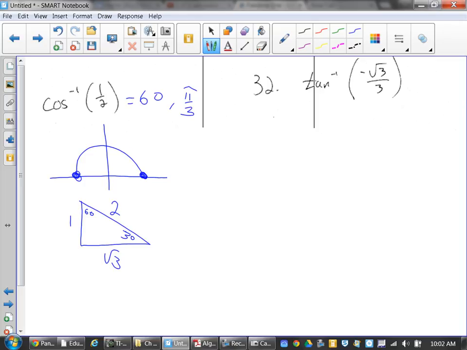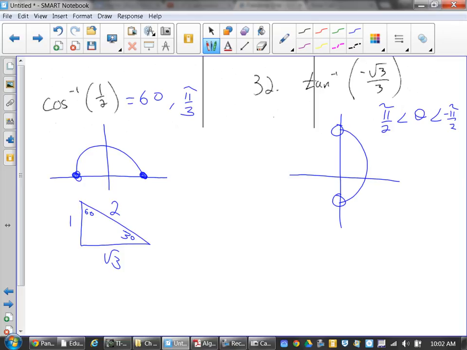The next one says tangent of negative root 3 over 3. Now, when you're doing tangent, what can't tangent be? It can't be on the y-axis, so it can't be pi over 2 or negative pi over 2. Remember, your boundaries here, ladies and gentlemen, are between negative pi over 2 and pi over 2, here's theta. That's your parameter for looking for this one.